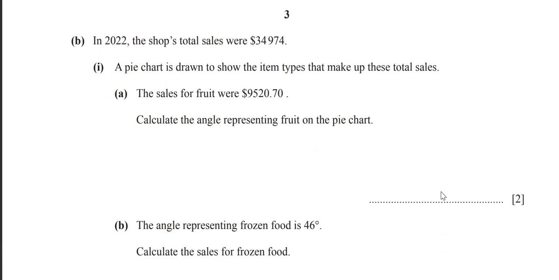Now in the next question it says, in 2022 the shop's total sales were 34,974. A pie chart is drawn to show the items that make up these total sales. The sales for fruits were 9520.7. Calculate the angle representing this. So guys, first of all, you need to understand that the total pie is 360 degrees. Okay, so the sales were how much?